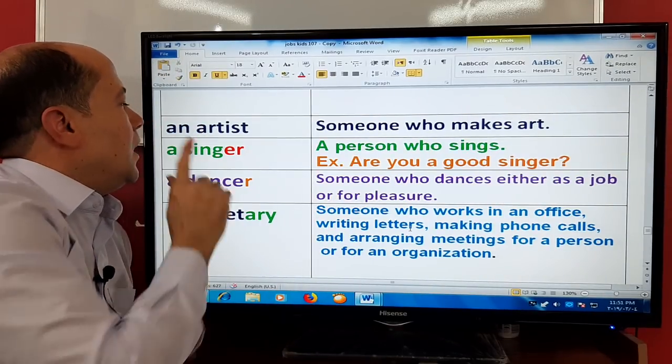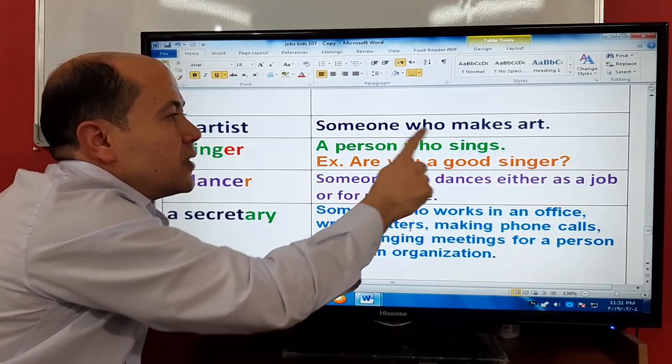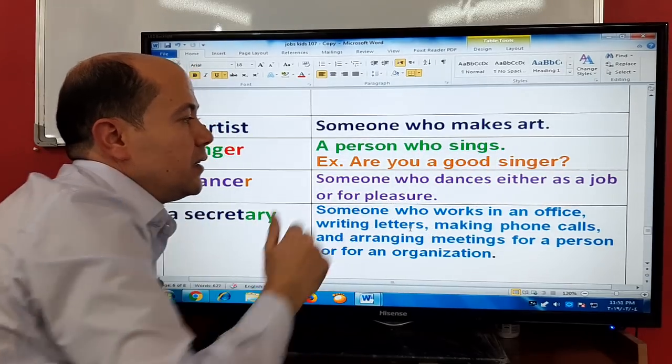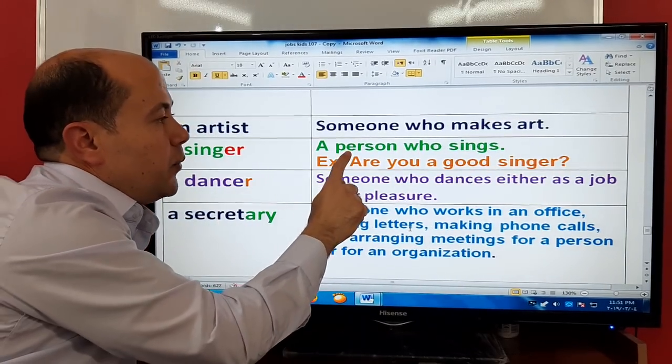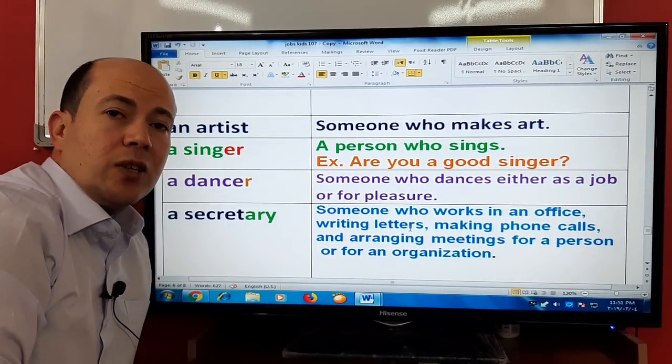A singer. A person who sings. الشخص اللي بيغني. هنا someone who makes art. الشخص اللي بيصنع الفن. A singer, مغني. A person who sings. الشخص اللي بيغني. Are you a good singer? هل أنت مغني جيد? Are you a good singer?